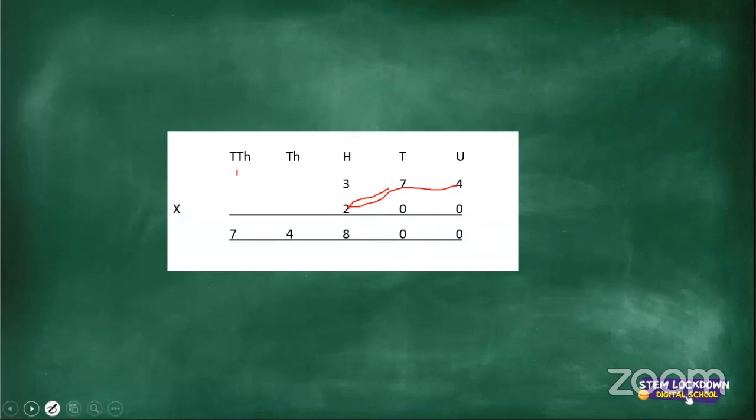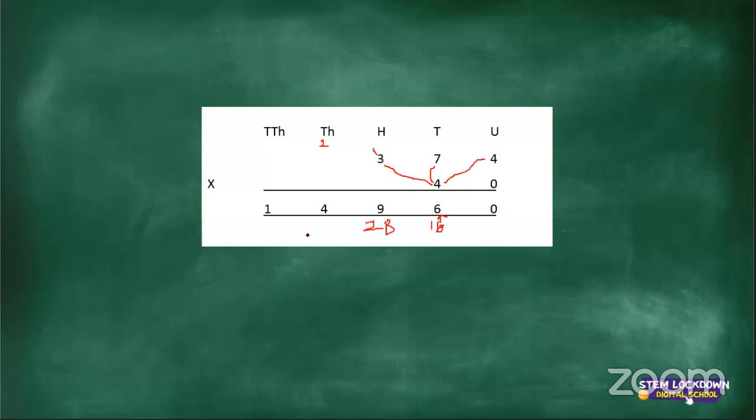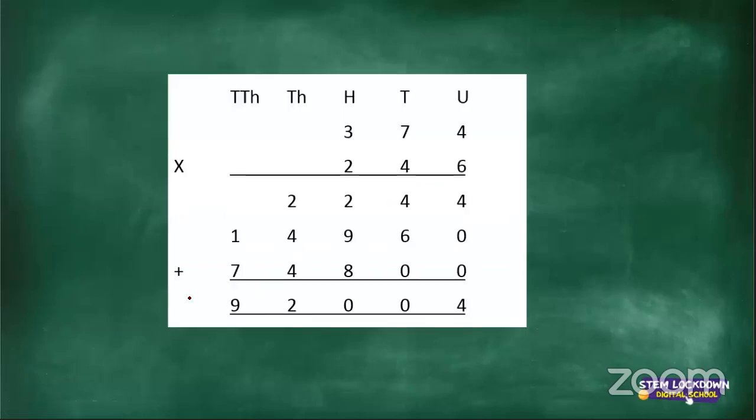So we take the first answer when we multiplied by the 6, the second answer when we multiplied by the 40, and the third answer when we multiplied by the 200, and we put it all together. This was the first step, this was the second step, and this is the third step. Now you can see from what I did that multiplying each number takes a long time because you have to write different sums out, it takes up space, and you're wasting paper as well.